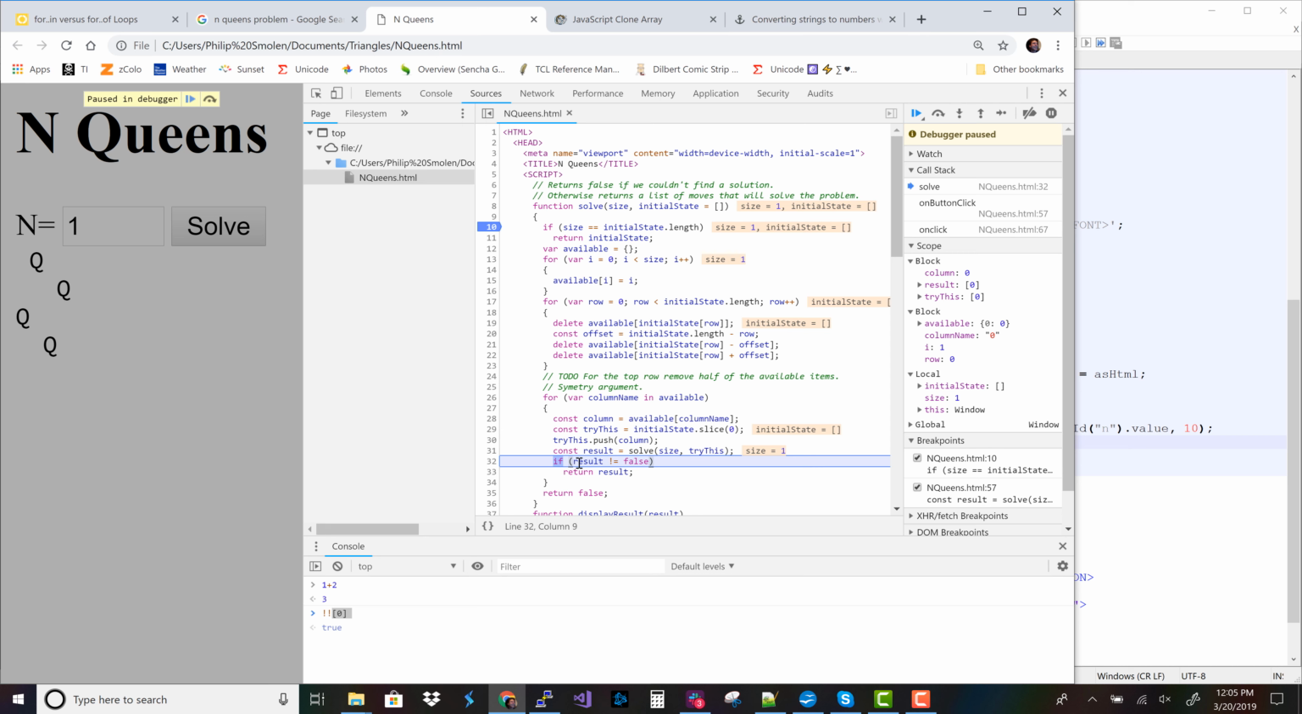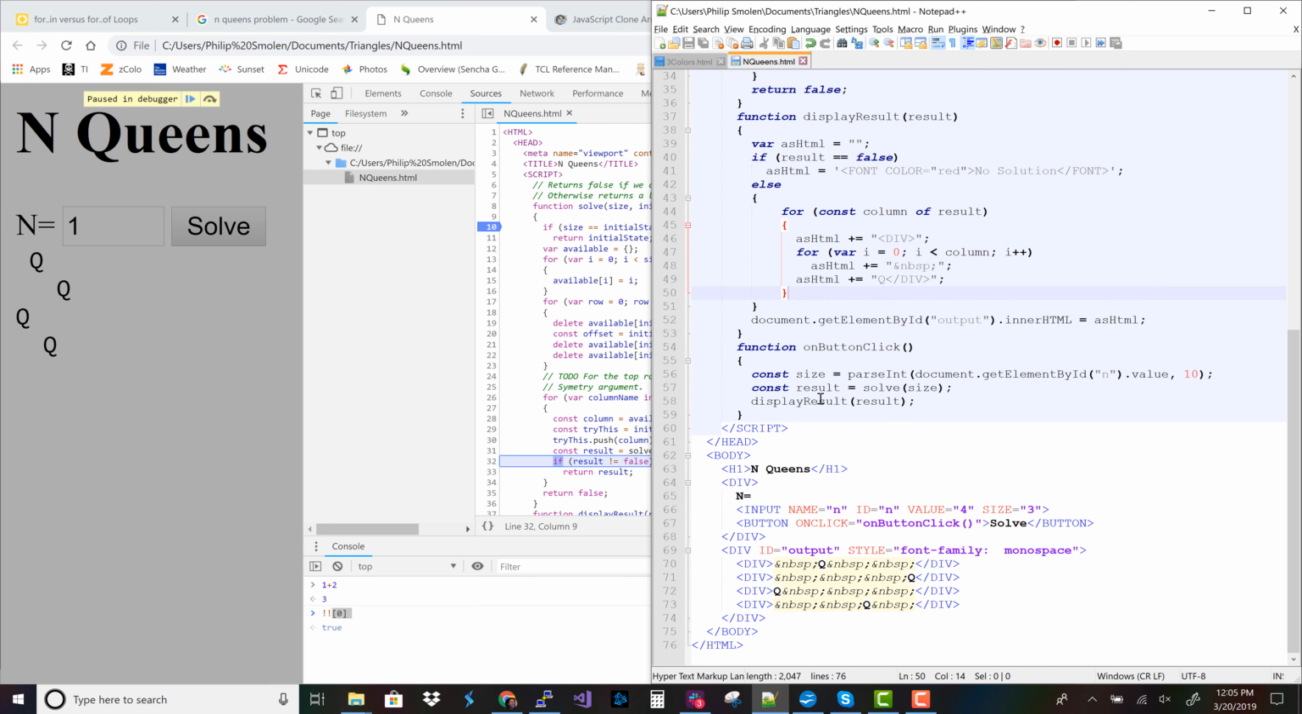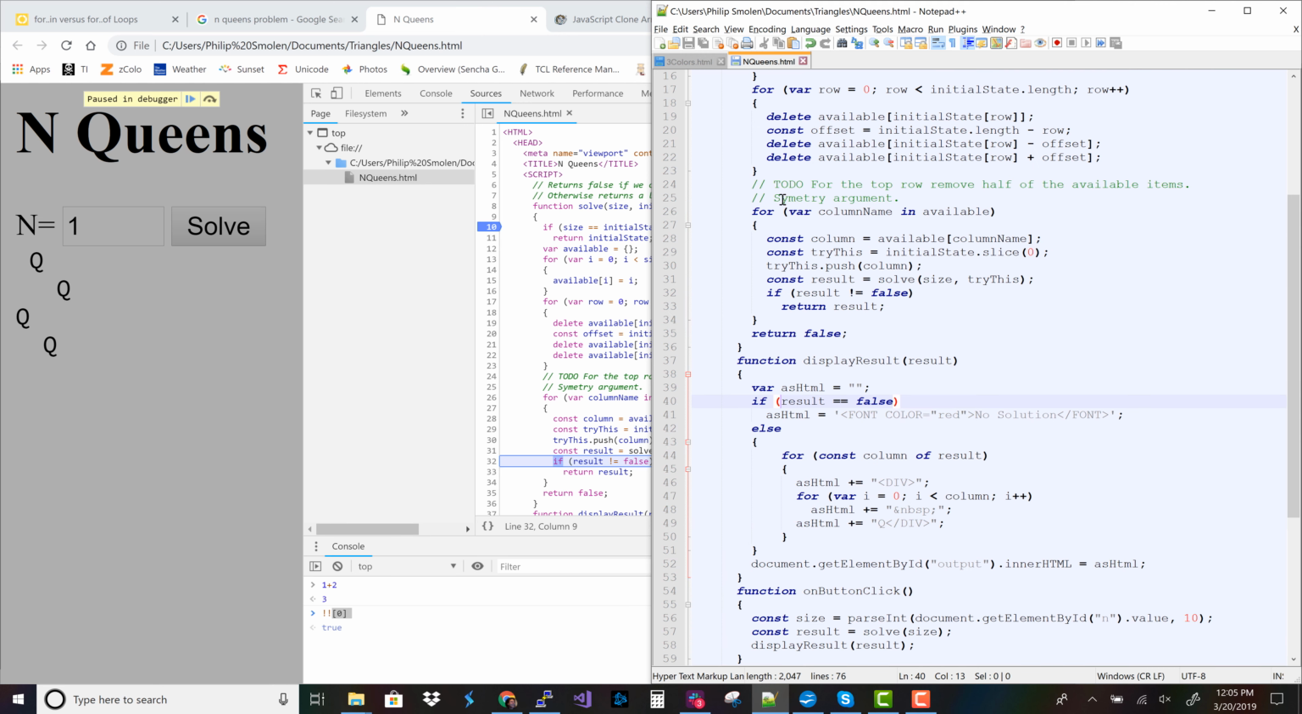All right. So if not result, so this is going to be the same thing. It's the same problem, even though it's a different bit of code. Found that by accident. Wasn't even looking for that.